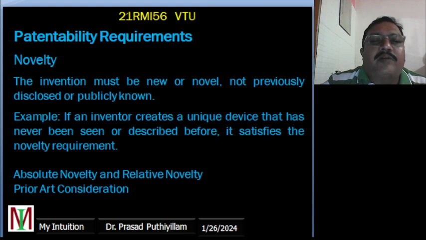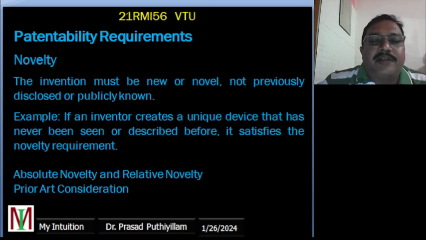The one who is inventing, or who invented suddenly, may not know they are becoming an inventor. If you invented something, you should understand under which jurisdiction the novelty stands, and whether it is absolute novelty or relative novelty. Whatever they want, you have to ask and understand.